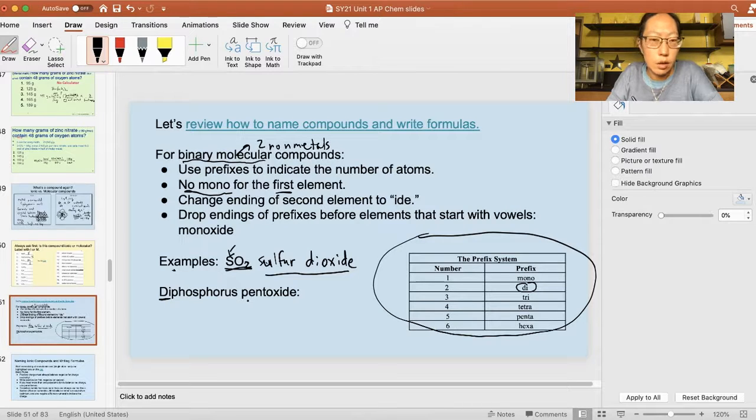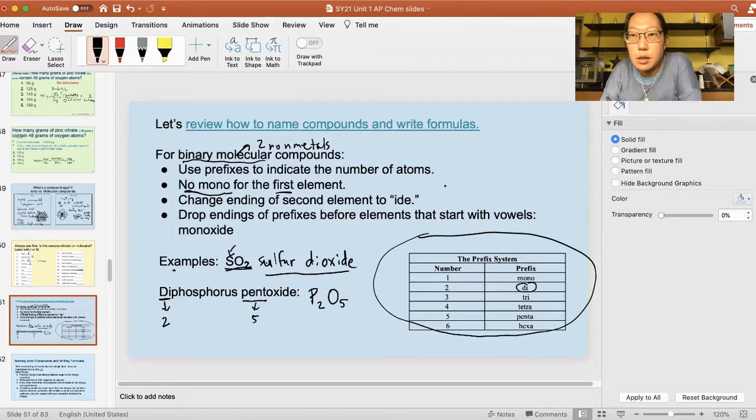They use that as a preservative. The next one, diphosphorus. So di means two. Phosphorus is our phosphorus. So we have P2. Pent means 5. And notice that for the second element, we change the ending to IDE. So this becomes pentoxide. So it's O5.